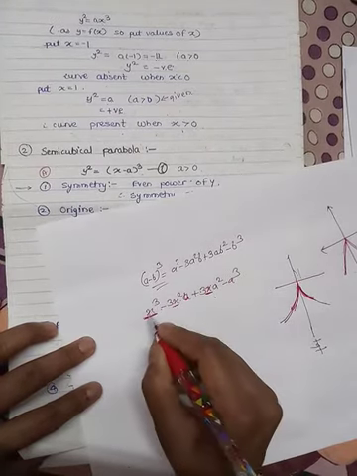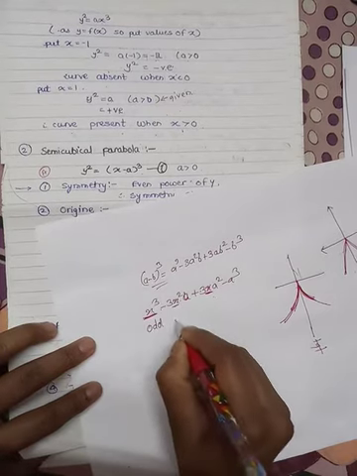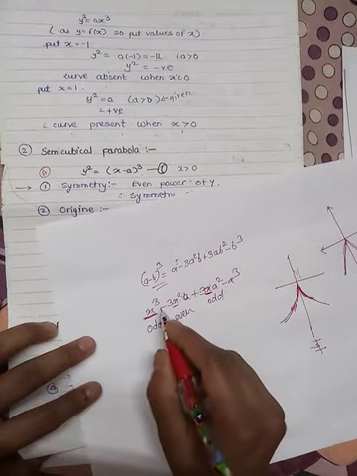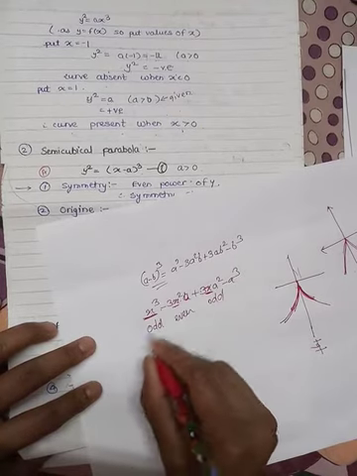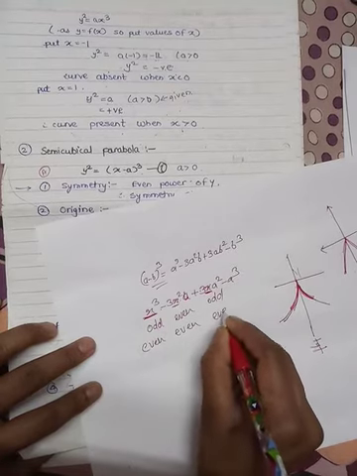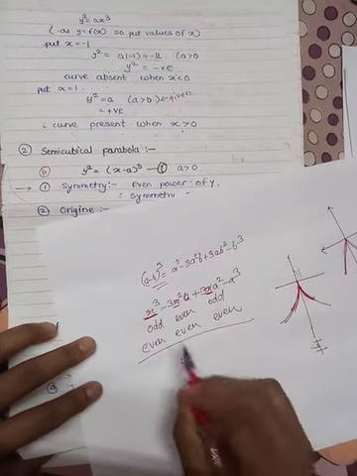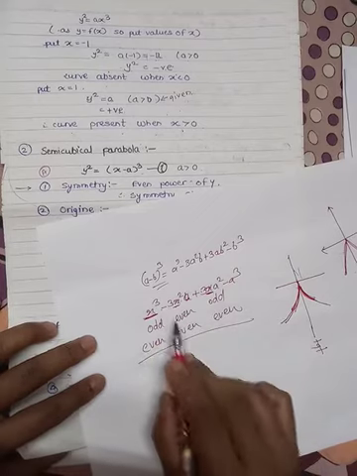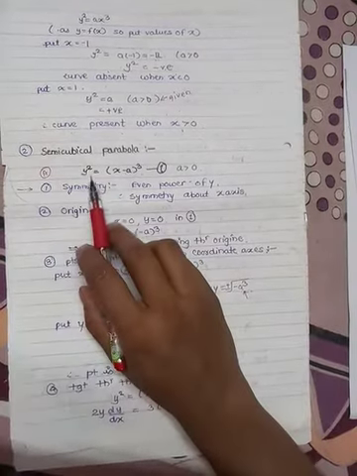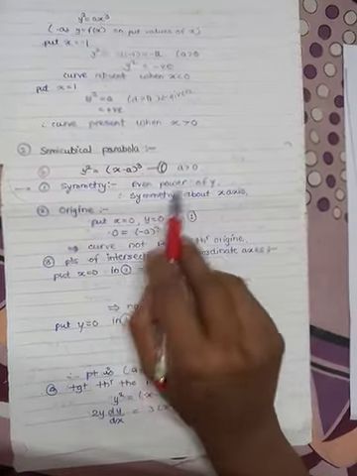Here x has power odd, here even, here odd. So the condition is that all the terms should have even power. Then only we can conclude that the given example contains even power of x. Here we don't get the even power of x, but we get the even power of y. Hence, even power of y, symmetry about x axis.